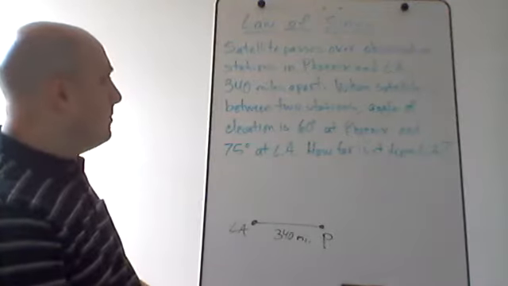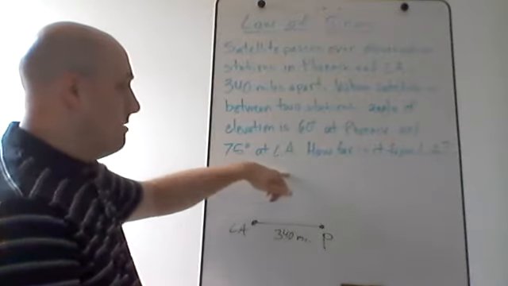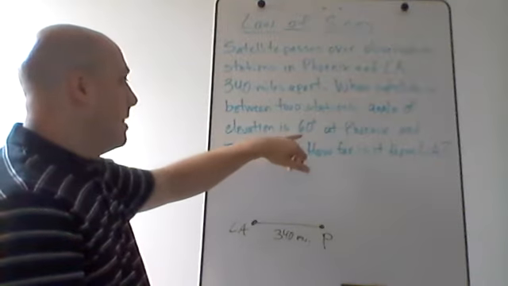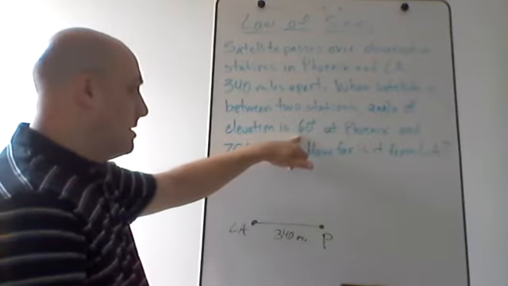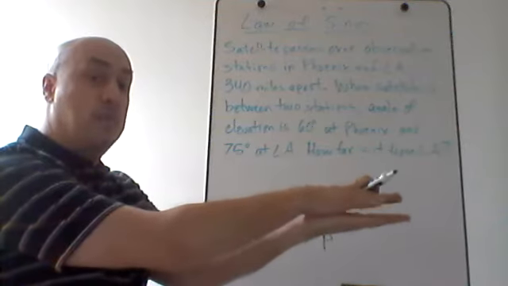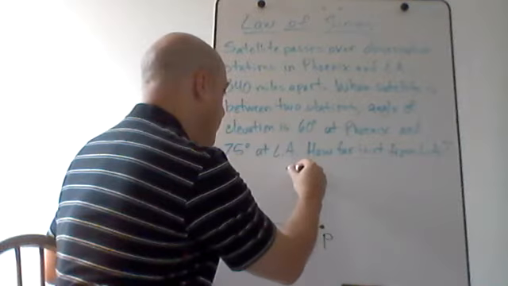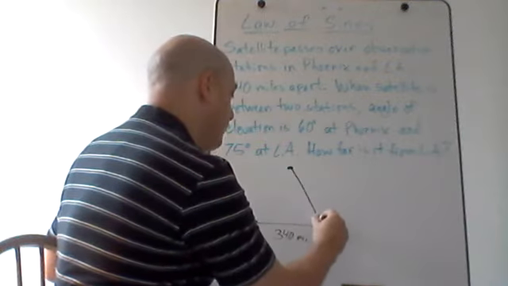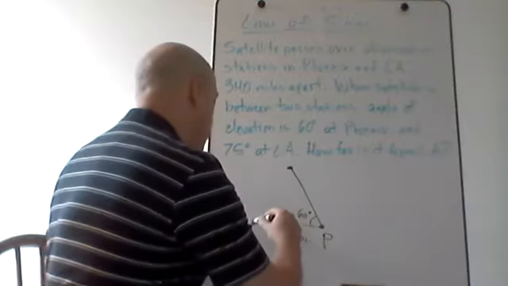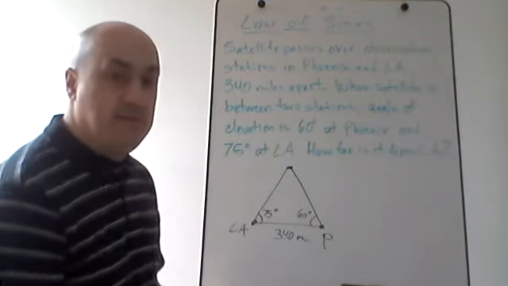And then when this satellite is between the two, so the satellite is somewhere in that 340 mile stretch, but obviously up in the air. The angle of elevation is 60 degrees at Phoenix. So remember, angle of elevation is from the horizontal, so from the ground, 60 degrees upward from Phoenix. So here's my satellite. The angle of elevation from Phoenix is going to be 60 degrees. And 75 degrees at Los Angeles. So that angle of elevation from Los Angeles is going to be 75 degrees.